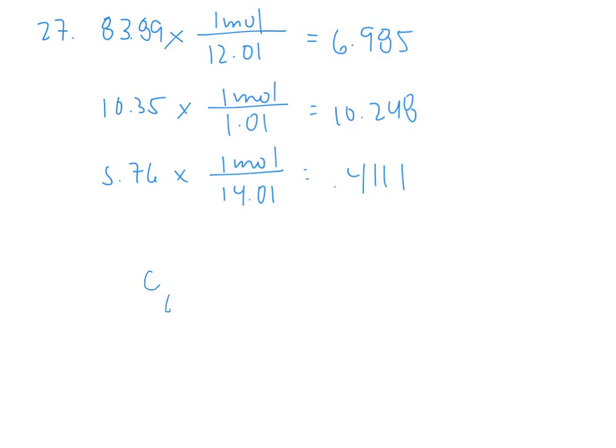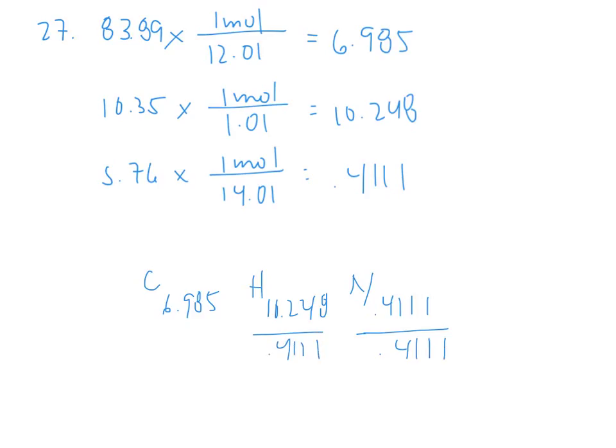So now we have carbon 6.985, hydrogen 10.248, and the nitrogen's obviously my smallest amount here. So when I divide them all by the 0.4111, I end up with an empirical formula of C17H25N.